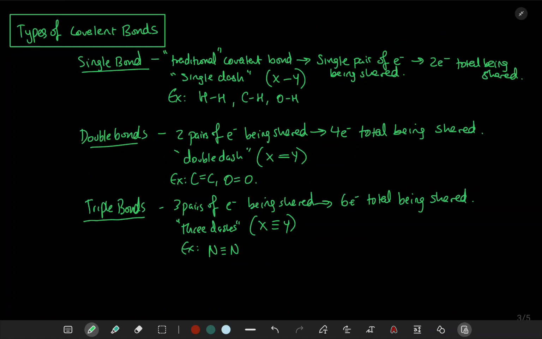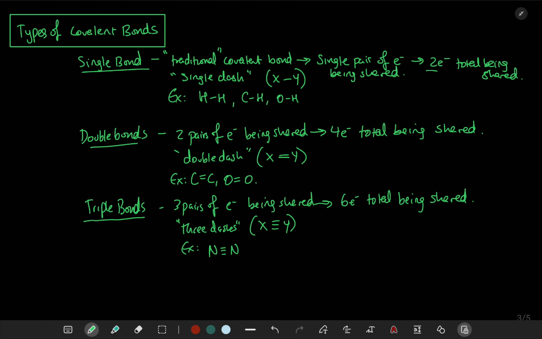So that's kind of the difference between these kinds of bonds. You have single bonds where a single pair of electrons is being shared, so 2 electrons total, 1 electron from each atom. In a double bond, we have 2 pairs of electrons being shared, which means 4 electrons total, 2 from each atom. And in a triple bond, we have 3 pairs, so 6 electrons being shared total, and it'll be 3 from each atom.